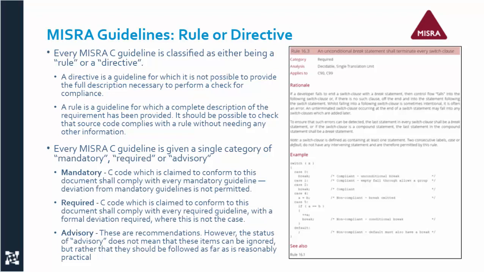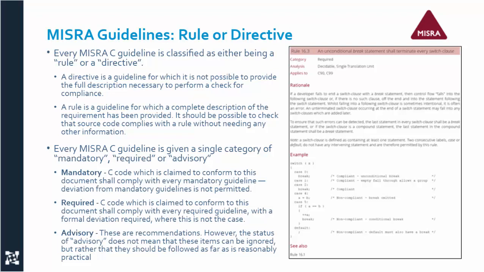In addition, every rule and directive will have a category field. For rules, the category field will contain the word mandatory, required, or advisory. And for directives, required or advisory is what you're going to be able to find. Now, I'm going to start with mandatory. If a code is found to violate a rule that has the mandatory value, the code must be fixed. There are no exceptions. Now, a required value permits a deviation.